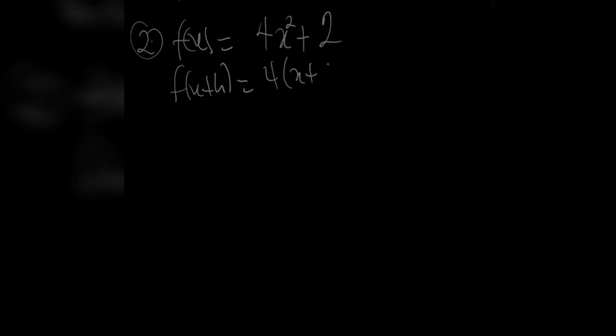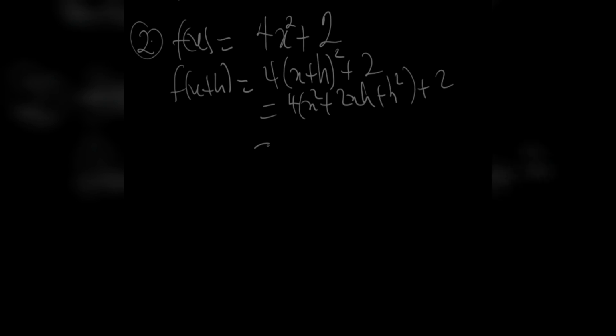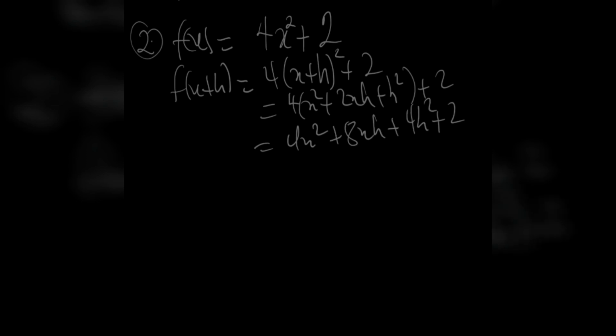Okay, let's take our second example. Let's say we have f of x equals 4x squared plus 2. Our f of x plus h will be, replacing x with x plus h, something like this. This is the same thing as 4 multiplying x squared plus 2xh plus h squared, plus 2, so we get 4x squared plus 8xh plus 4h squared plus 2.